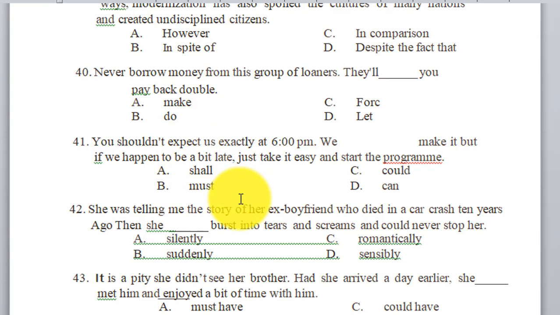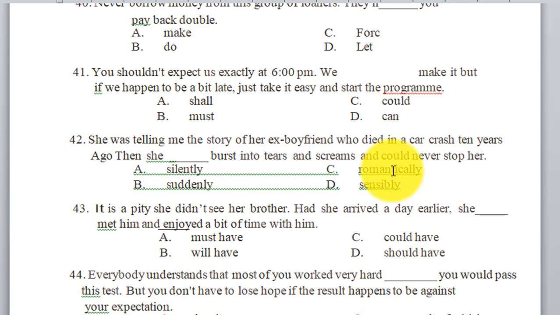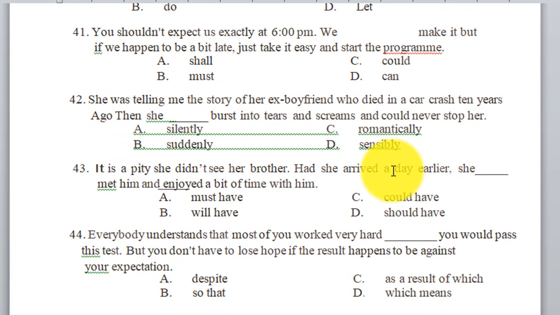Right. You shouldn't expect that exactly, but if we happen to be, yeah, we could write, we could... Absolutely right. Could is the right word. Could is the right word, please.